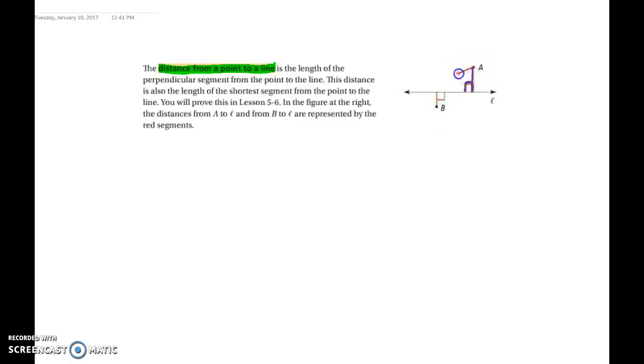Yes, we can have A touch line L all the way down here, but since that is not perpendicular, it's not the shortest distance, or it's not the true distance. And the same thing with this point B here. This segment is perpendicular, so that means this is the true length, or the shortest length, from B to that line L. Yes, we could draw a segment all the way down there, but once again, that's not its shortest or its true distance.